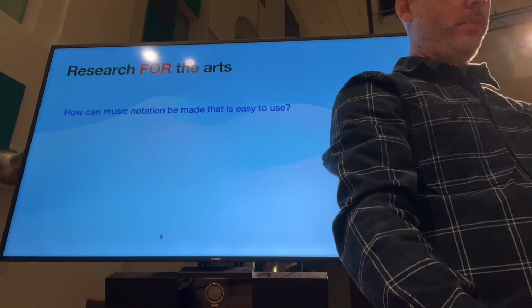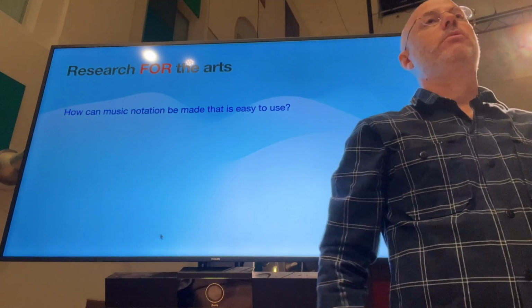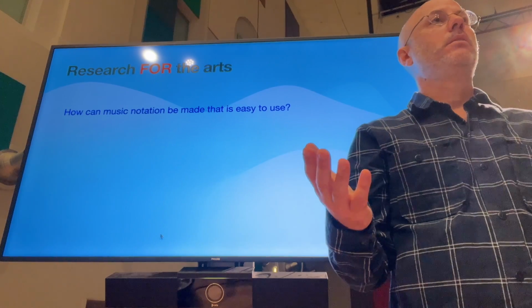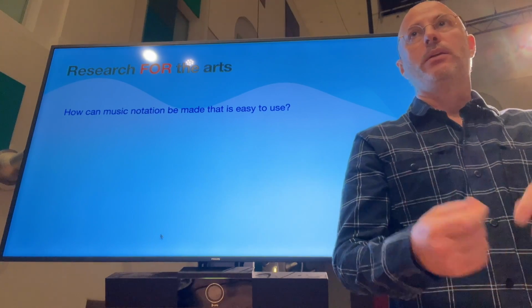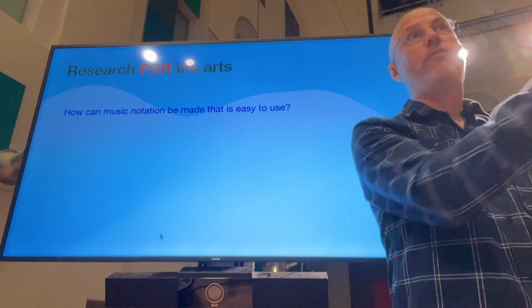You could also do research for the arts. For example, how to make a music notation program. You might ask 10 composers what you need in a program, and they give you a list of things, and then you program that. And then you've made a product for the arts.